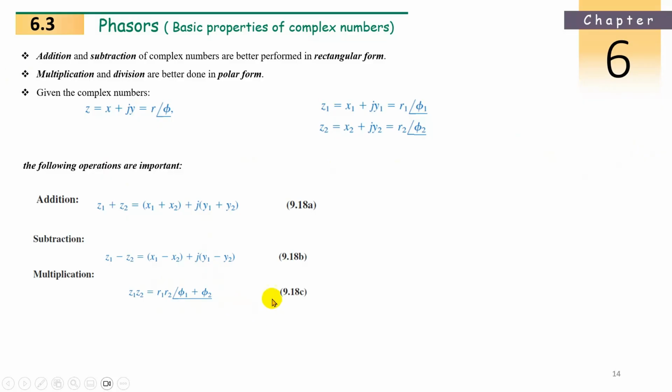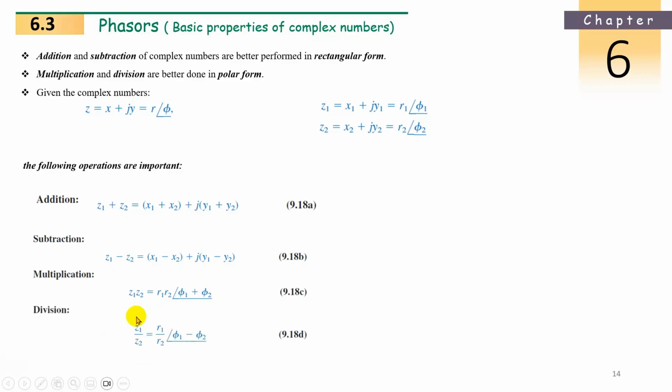If a negative sign is there, that will be negated. Whatever happens, that's later, but it must be added: phi 1 plus phi 2. Sometimes phi 1 will be minus, sometimes phi 2 may be minus, as per the resultant. But you have to add when it is multiplication. When Z1 and Z2 are multiplied, the angles should be added. When it is division, the angles should be subtracted. Keep these two in mind.